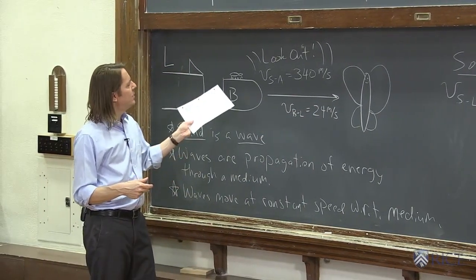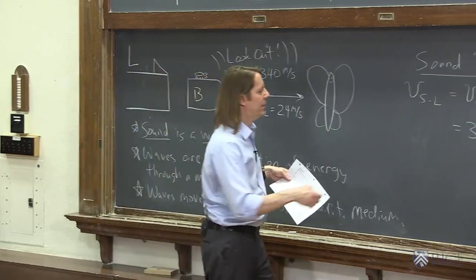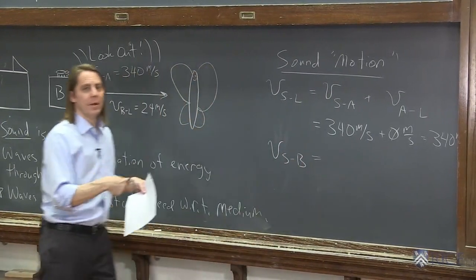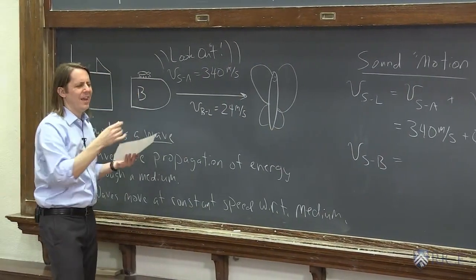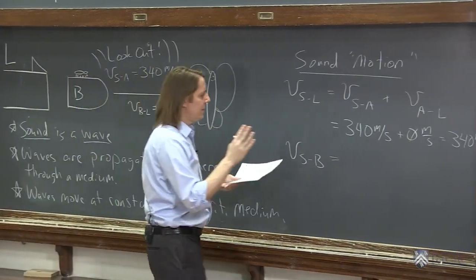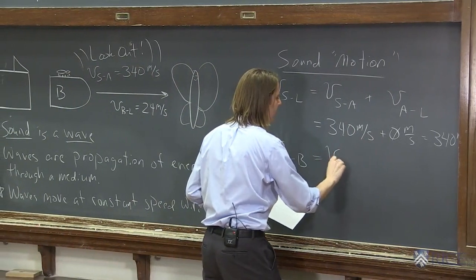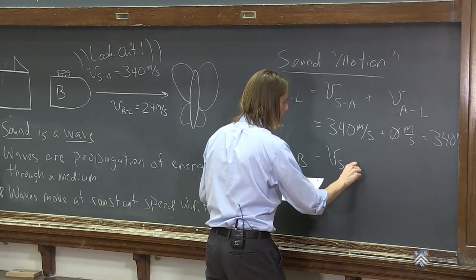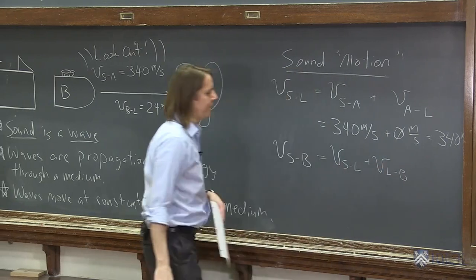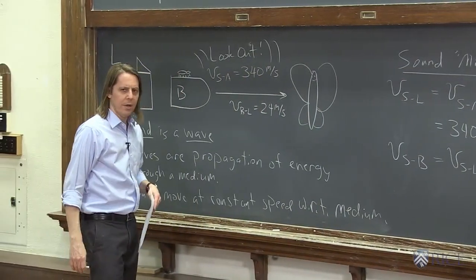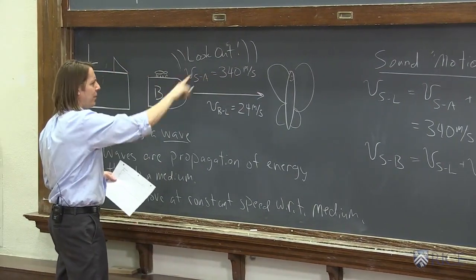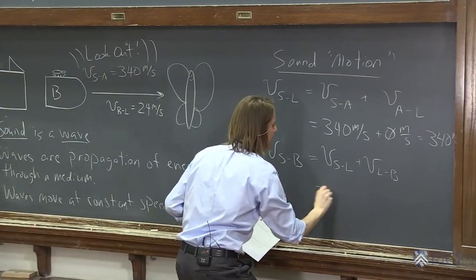An interesting question, though, is what is the velocity of the sound in the bullet frame, which is the same as the ant? How does the ant see this sound move forward or backwards? Let's see. Well, we follow our rule. We want the velocity of the sound in the lab frame plus the velocity of the lab in the bullet frame. The velocity of the sound in the lab frame we decided was 340 because the air and the lab are the same thing.